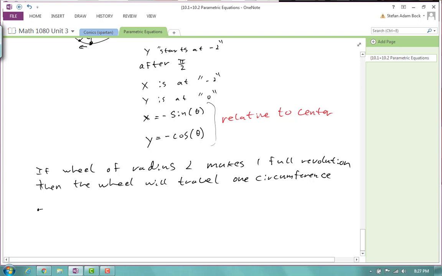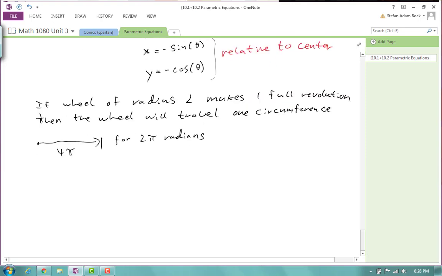The center of the wheel will have moved by, the circumference is 2 pi r, so this is 4 pi. And this is for 2 pi radians of rotation. Now, if I assume my wheel is rolling at a constant rate, then my x-coordinate is going to be changing at a constant rate. Now, my x-coordinate has changed from 0 to 4 pi in 2 pi radians.